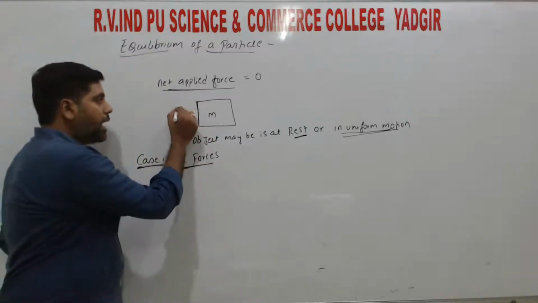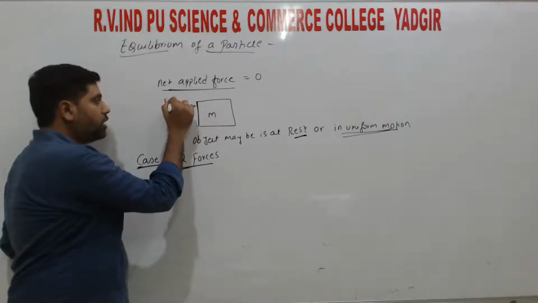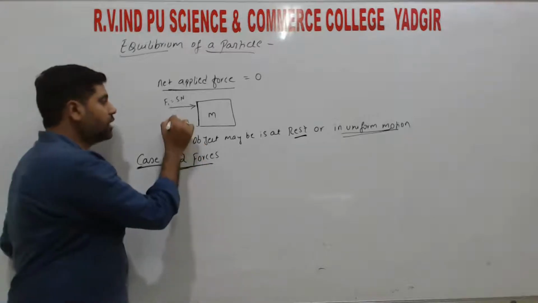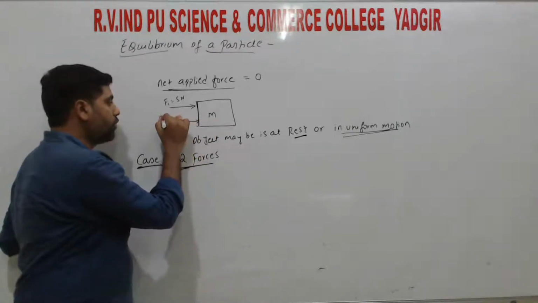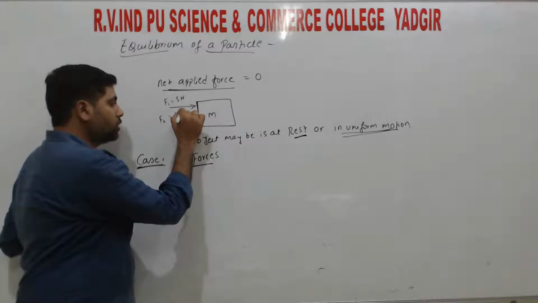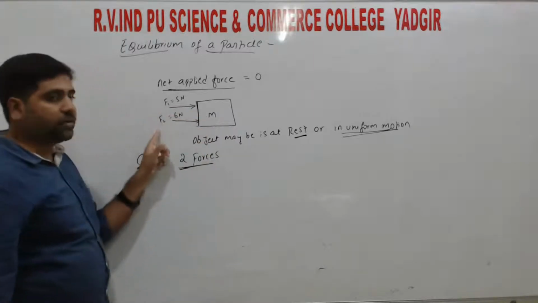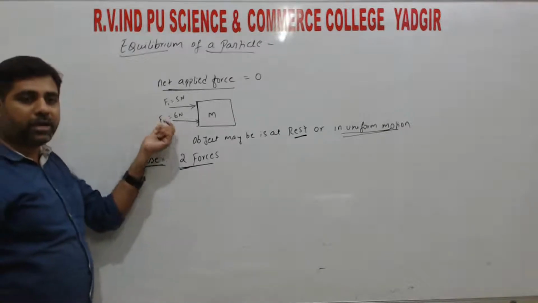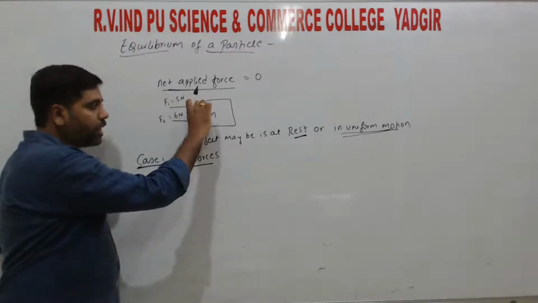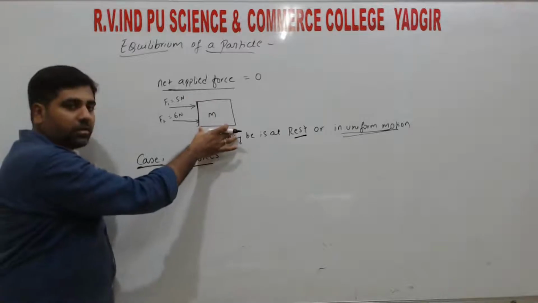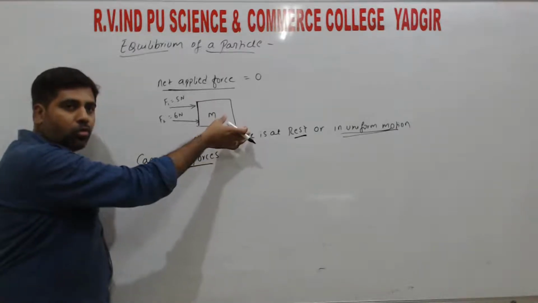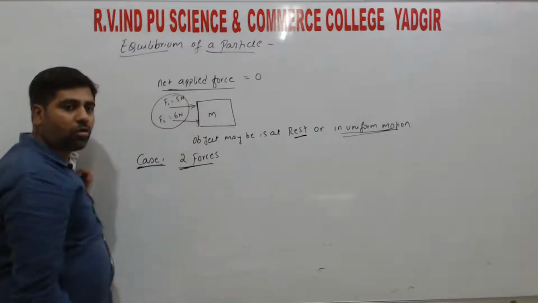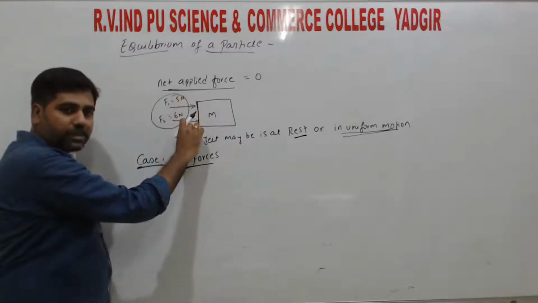Assume I am applying some force F1 of 5 Newton, and in the same way I am applying another force F2 of 6 Newton. Again, force is a vector, so we should know that force is a vector. Vector means it has both magnitude and direction. If the two forces are in the same direction, the object will move. Since it moves, the net force acting on the object is nonzero, with both forces in the same direction.